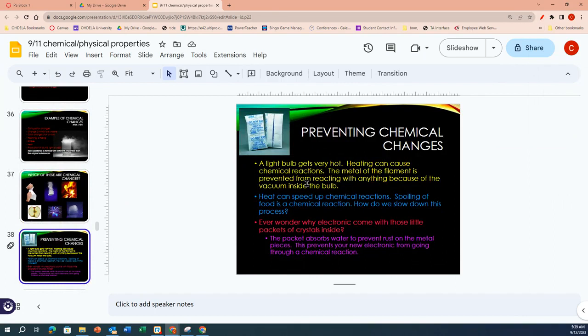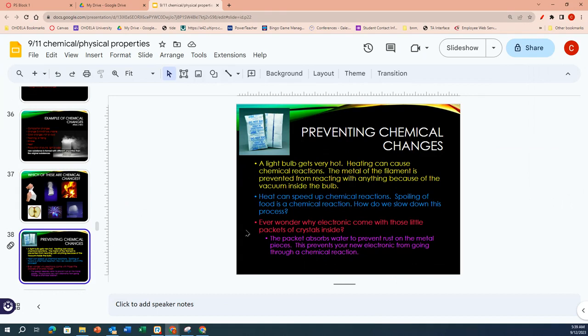Preventing chemical changes. A light bulb gets very hot. Heating can cause chemical reactions. The metal of the filament is prevented from reacting with anything because of the vacuum inside the bulb. So there's no air inside. Heat can speed up chemical reactions. Spoiling of food is a chemical reaction. How do we slow down this process?